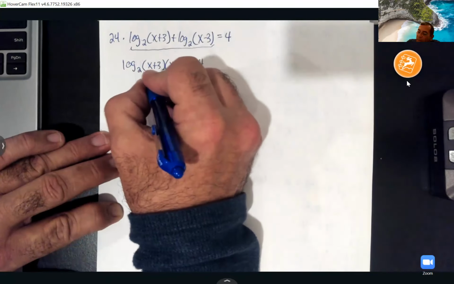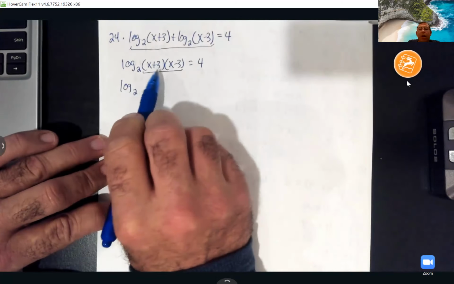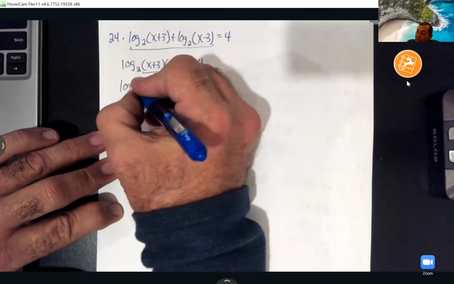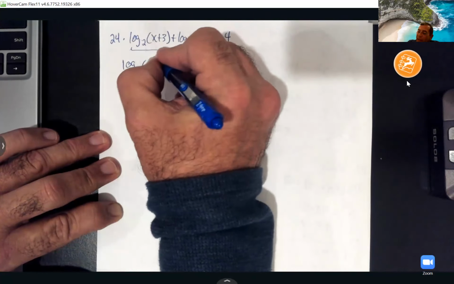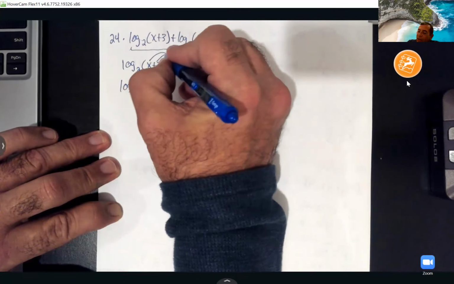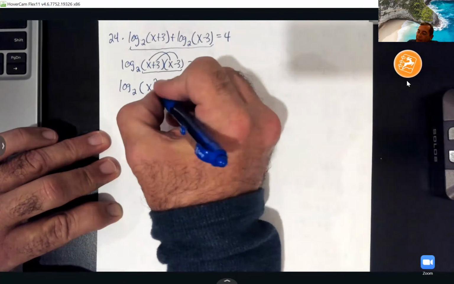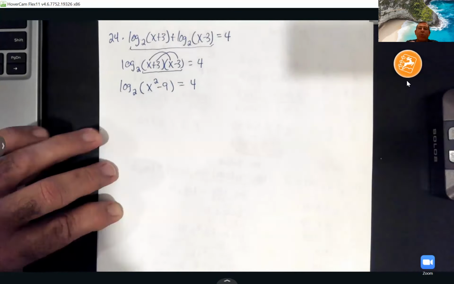All right, so before we go further, we're going to multiply that. So bring down that log base 2. Y'all, these are conjugate pairs, remember. So since they're conjugate pairs, x times x gives you x squared. And then 3 times negative 3 gives you a negative 9. All equal to our 4.